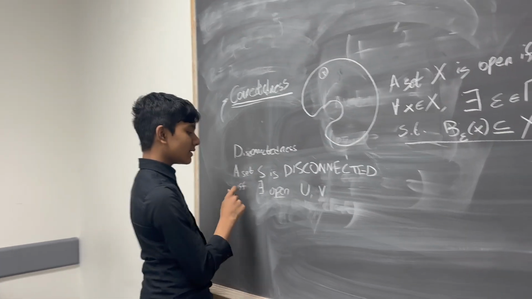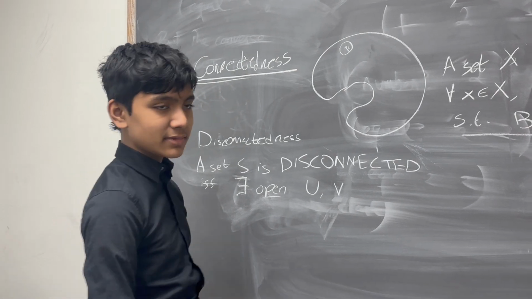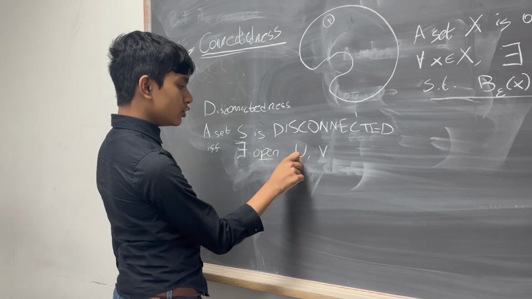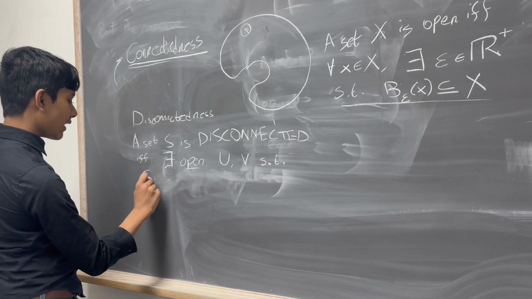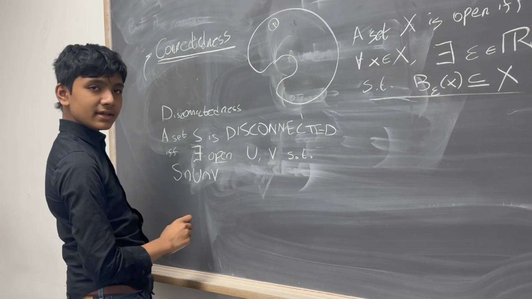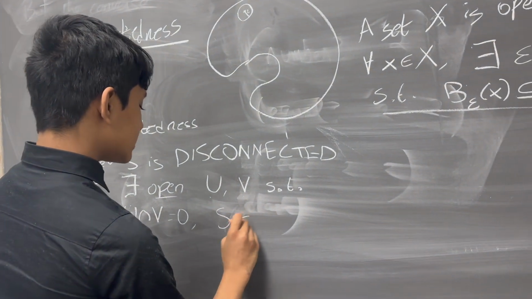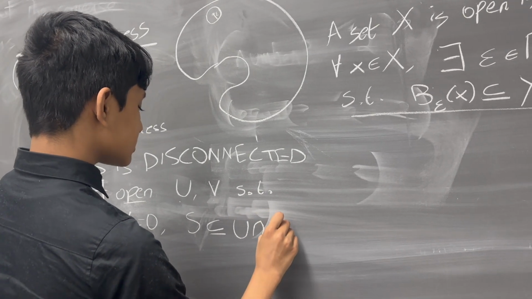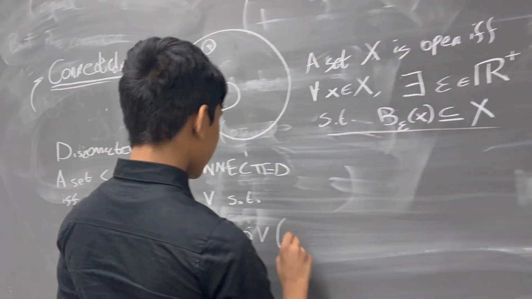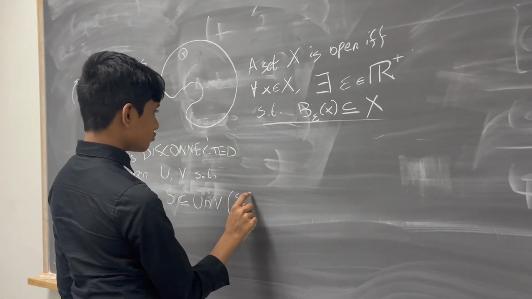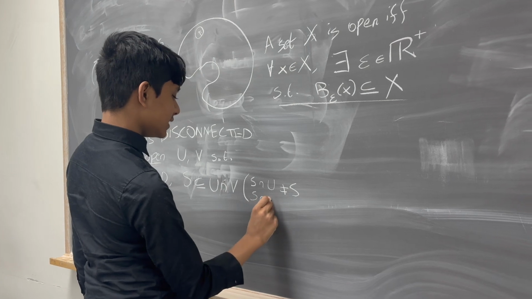A set S is disconnected if there exist open U and V such that the intersection of S, U, and V is equal to the empty set, and S is contained in the union of U and V. Additionally, with the requirements that S intersect U is not just equal to S, and S intersect V is not just equal to S.